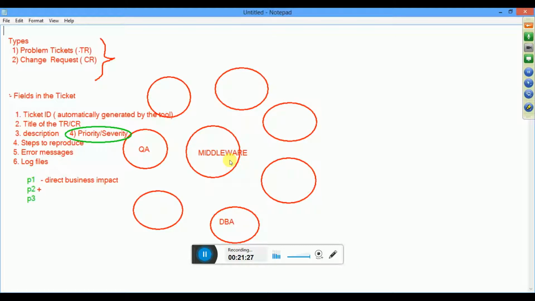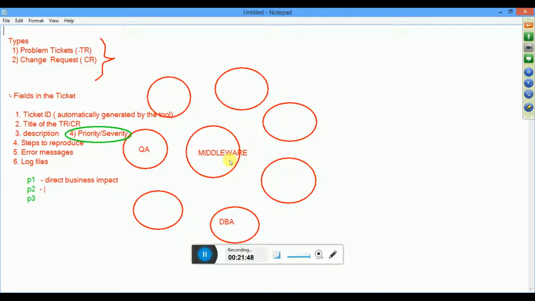For example, the server down, production URL not accessible, database down, network outage, means the customers of this application or the business users are not able to access your application or something happened. So there is a direct financial implication of this problem, then it's called a priority 1.